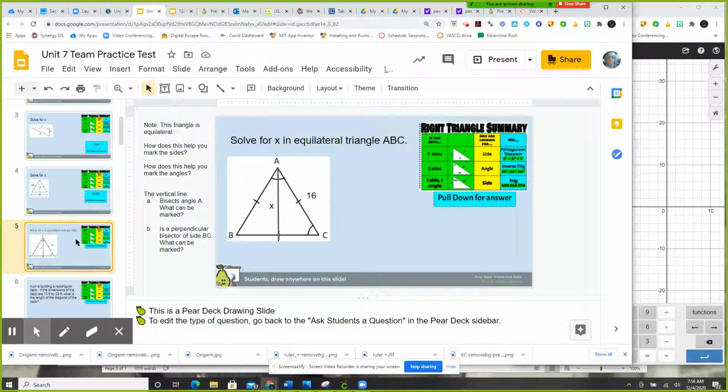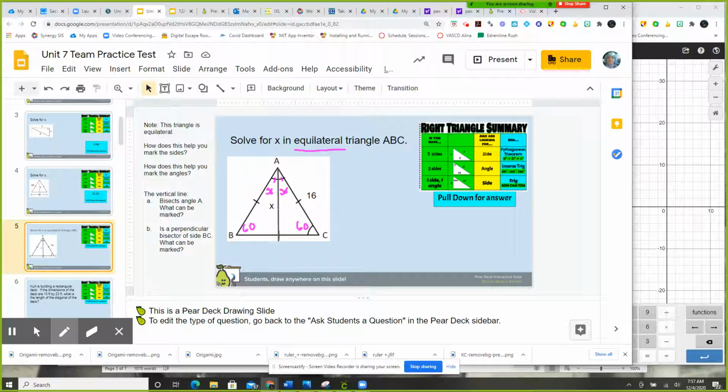5 is very similar to 4, but it does make just a little bit of a difference. How is this triangle different than the one we just did? It is. So what do I know about equilateral triangles? All angles equal 60. So I know that's 60 and that's 60. And if I remember from the last one that these are bisected, what are each of those? Nice. Okay.